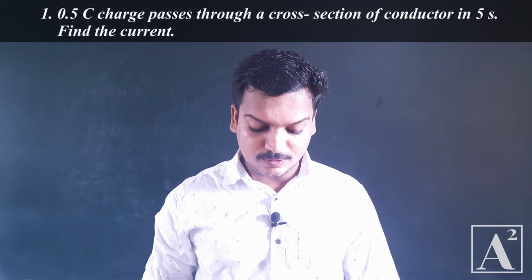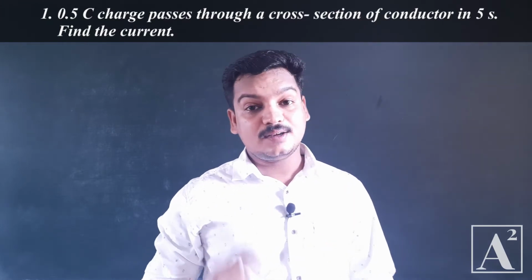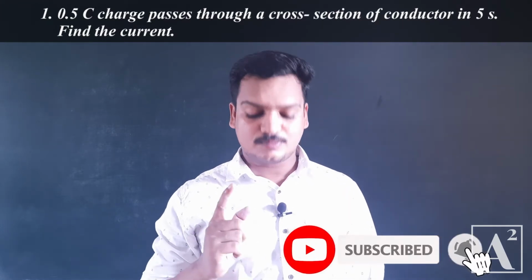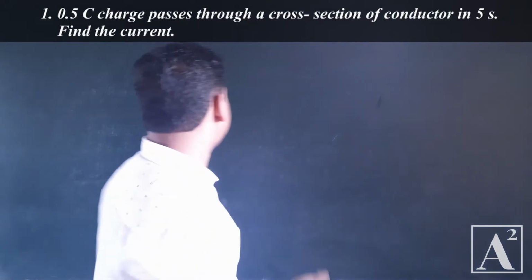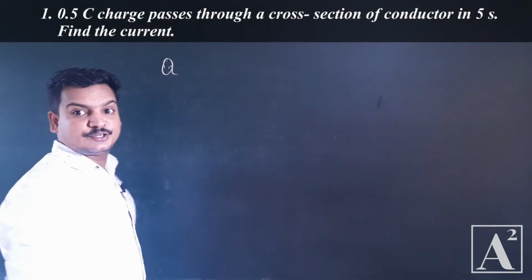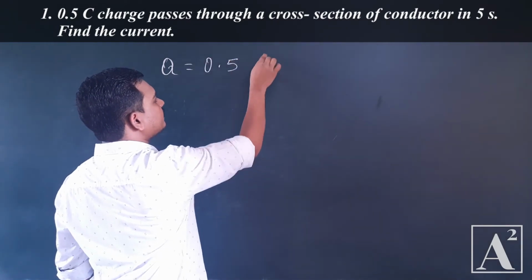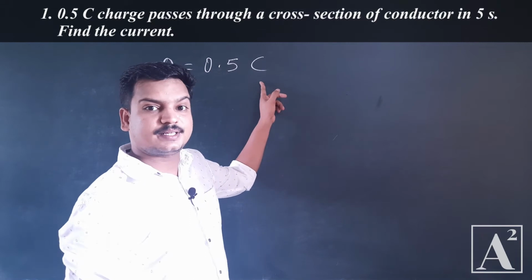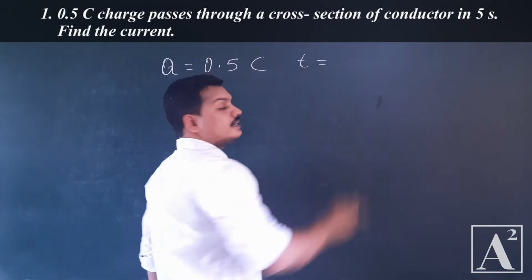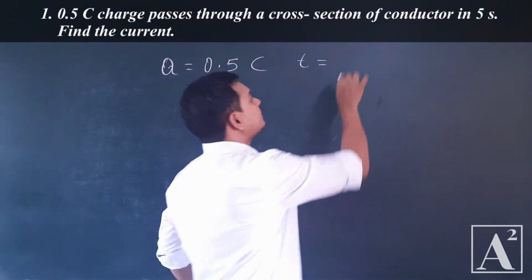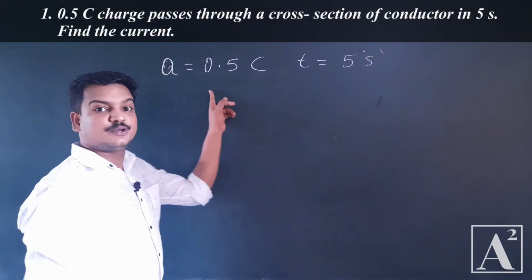First question, 0.5 coulomb charge passes through a cross section of a conductor in 5 seconds. So here 0.5 coulomb charge is passing through a cross section in 5 seconds, right? Here you are given the charge, represented by the letter Q. So Q is given by 0.5 coulomb. The unit is coulomb. The unit is very important. You must always maintain the SI unit. Next, it is passing for the time that is 5 seconds. For 5 seconds, the charge is flowing through the cross section.